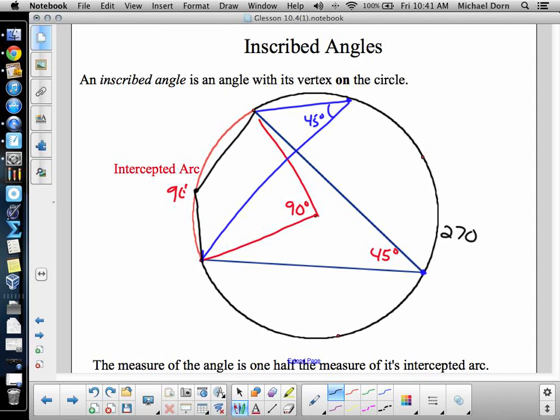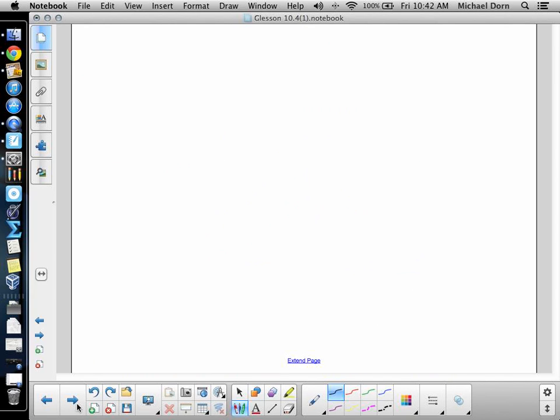But the key concept here today, and this is the big one: central angle, same as the arc. Inscribed angle, half the arc. What do you call that thing about it? Still inscribed, because the vertex is on the circle. And it's still half the arc, just a different arc.